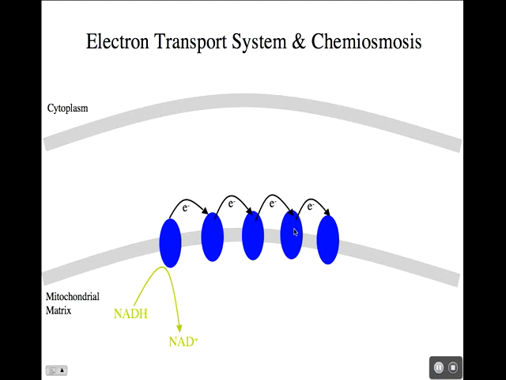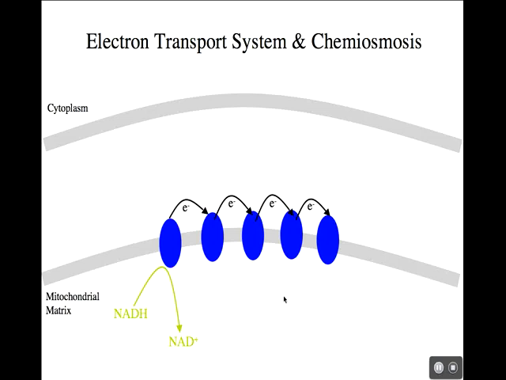This is why they call it the electron transport system. The electrons come in on NADH, and they travel to the first protein, and then they get passed off down the chain of proteins, right, or transported. That's why it's called the electron transport system. So why do electrons move down the chain?